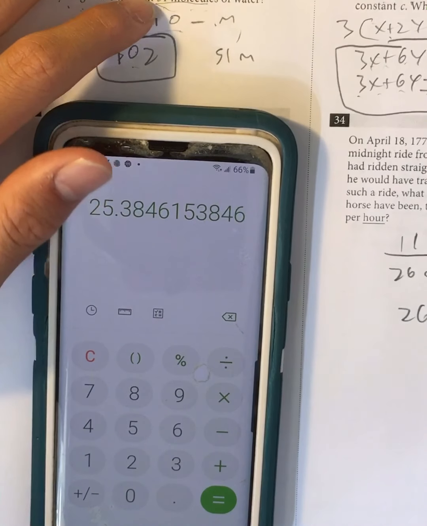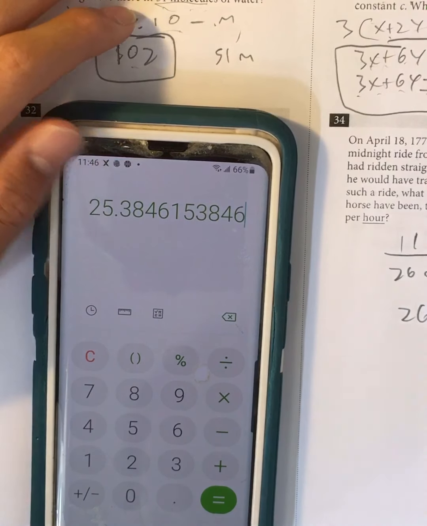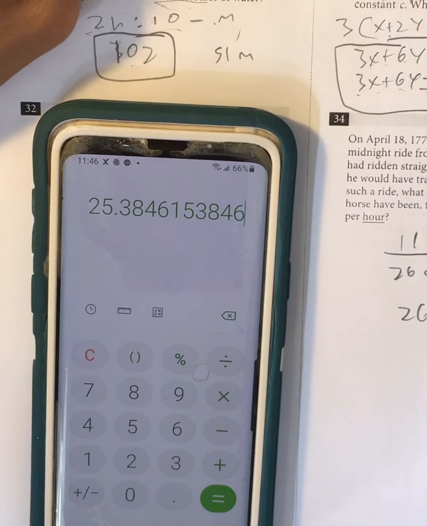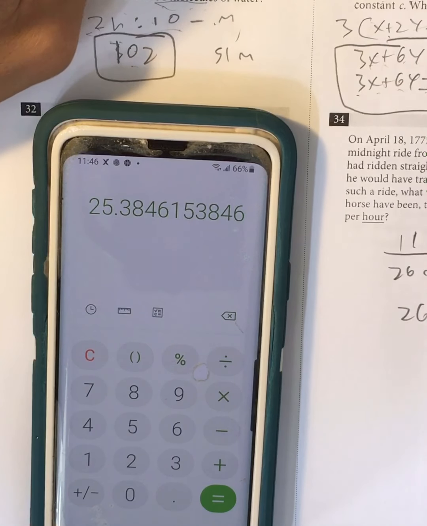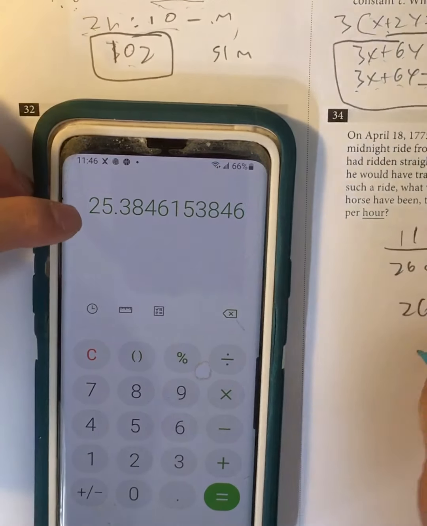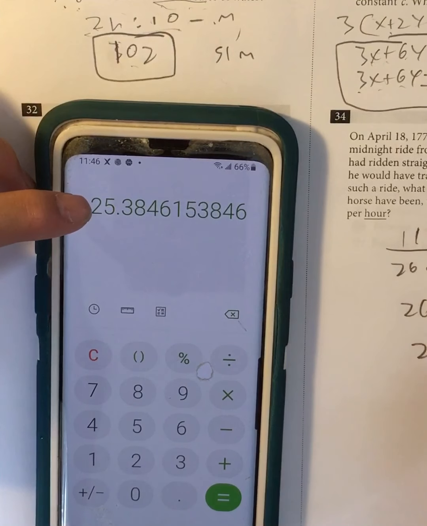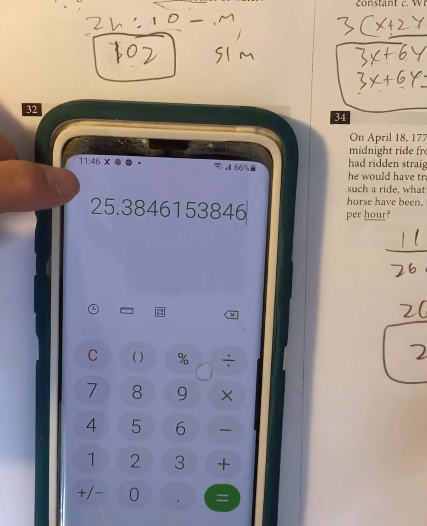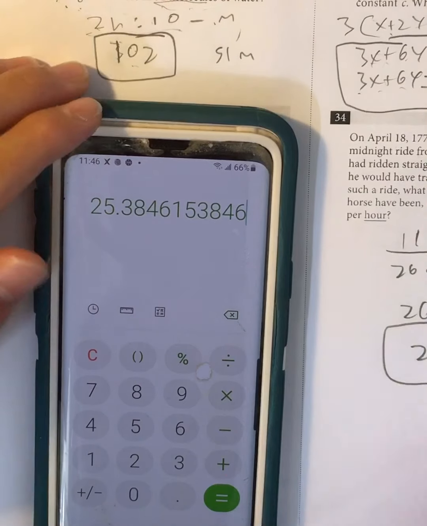Right, he roughly traveled 25 miles in 60 minutes. So what is the average speed of the horse to the nearest tenth of a mile per hour? So that's 25.4 miles per hour. Boom, your answer is 25.4. Right, because using the calculator and this equation right here, 25.4.